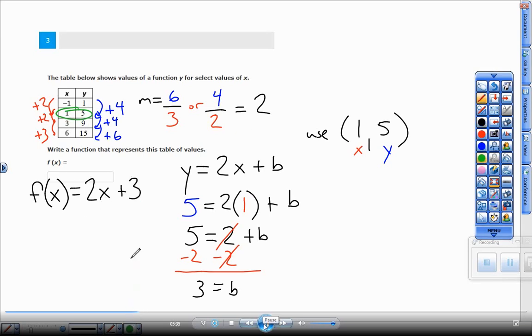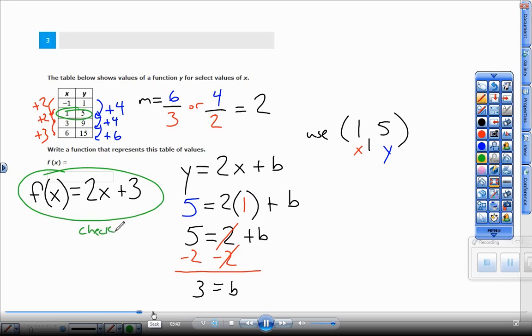So again, a key sentence on this one could be to, once you find slope and y-intercept, put those back into the original equation. Or you could say, pick any point to plug in for x and y. Those are key sentences you could write for this problem right here. Alright, next problem, number 4.